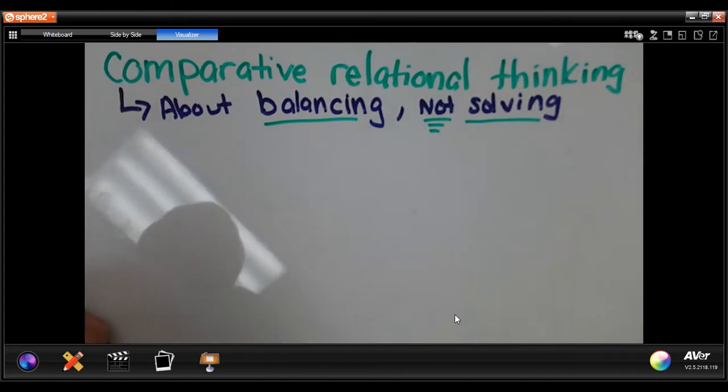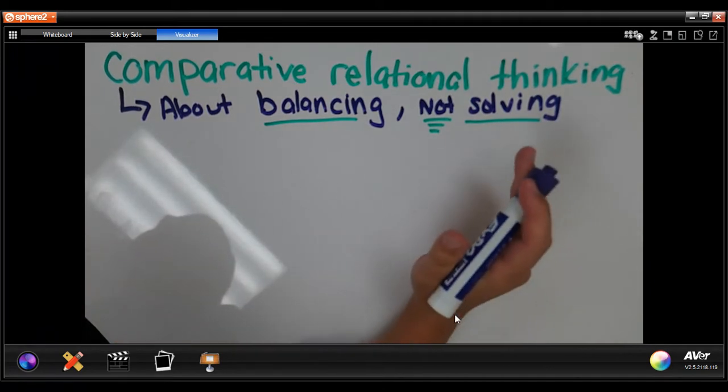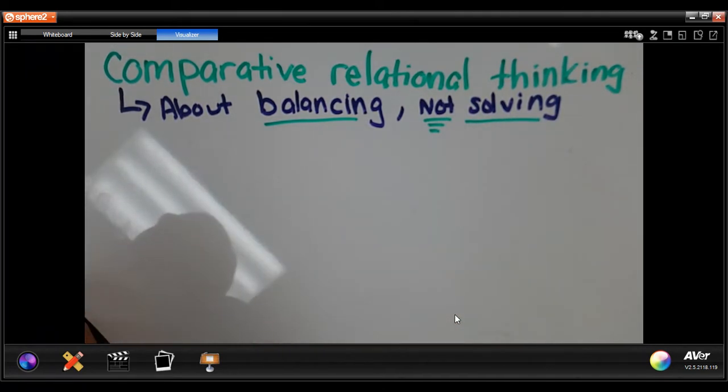The last 2 days, we learned about comparative relational thinking and how it is about balancing and not solving. So we want to know the reason why we could balance equations to make them true rather than just solving and knowing why it's true or false or finding the unknown. So now we are going to move on to comparative relational thinking with multiplication.